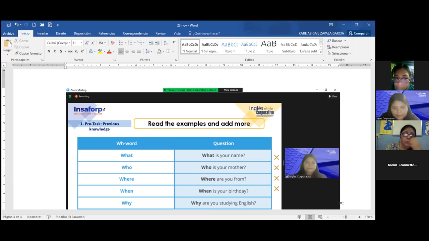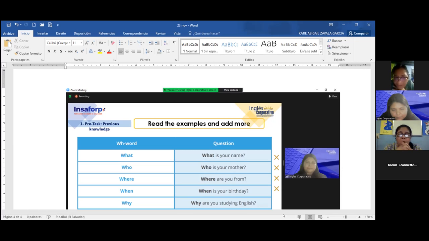Ahorita les comparto los números para que ustedes los puedan leer de esa manera. No, no, está bien. Yo se los voy a enviar en el grupo de WhatsApp. Ok. Gracias. Continue. Yeah, continue, please.